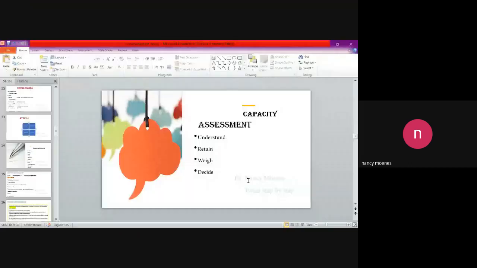How do I assess? There are four things: understand, retain, weigh, decide. Understand: I need to assess that he is understanding what I am saying to him. Then I need to check that he retains the information, that he understands it and keeps it. Then he can weigh between the benefits and the cost, between the advantages and disadvantages, and he can decide his decision.